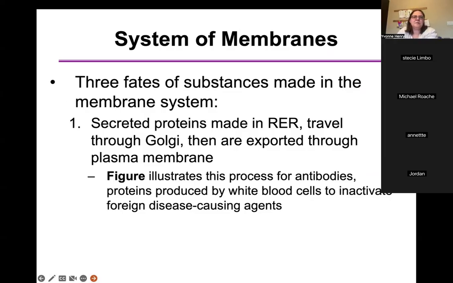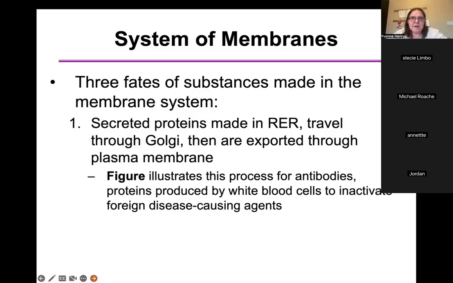So the different proteins or substances that are made in this membrane system that we just talked about: endoplasmic reticulum, Golgi apparatus, and plasma membrane. Those three are all membranes. They will do three different things. The first one is they'll make proteins that are secreted outside of the cell.